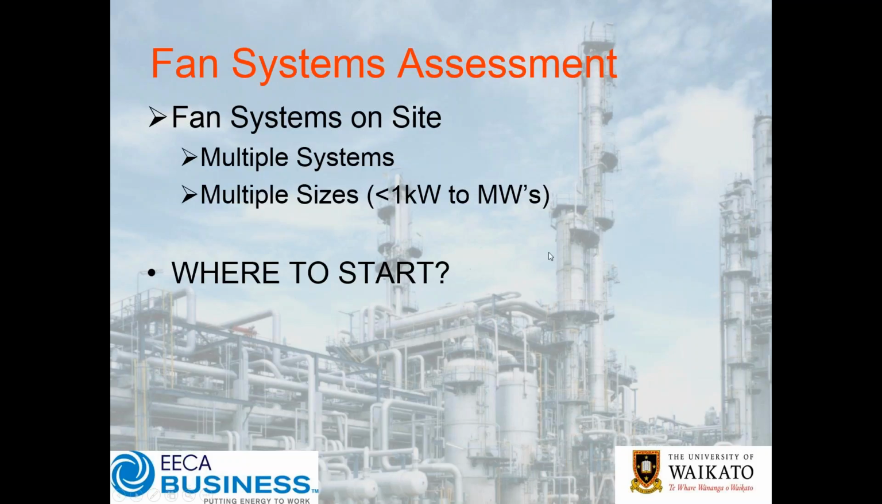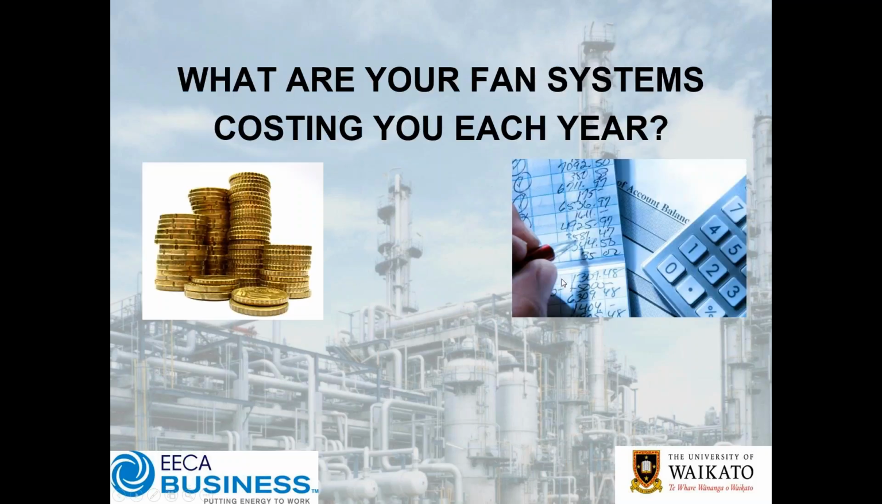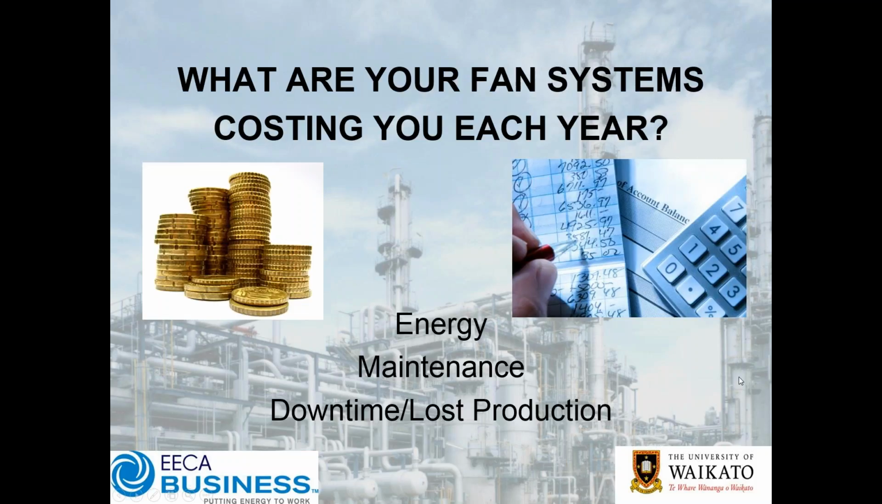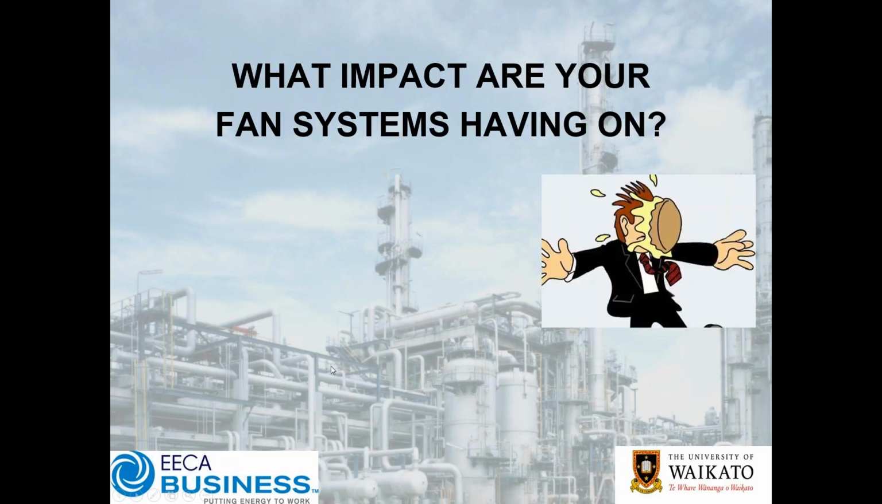Now, where do we start? Well, ultimately, we need to start by asking some key questions. And the first thing to really consider is, what are your systems costing you to run each year? You've got your energy costs, your maintenance costs, and then what is it in terms of downtime or lost production or lost capacity? It might be a quality issue that's causing you losses along the way. So it's about understanding the costs and how these are impacting on the business.